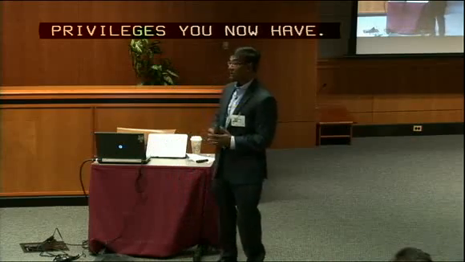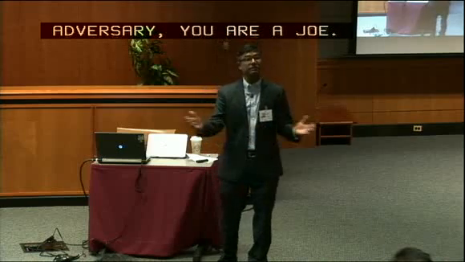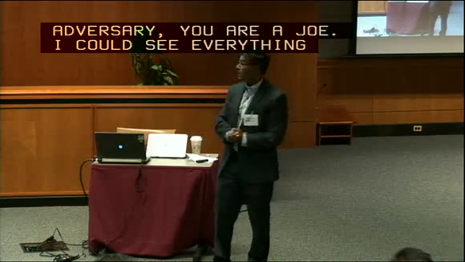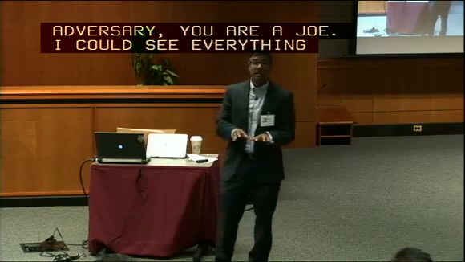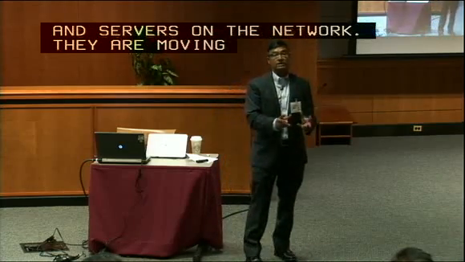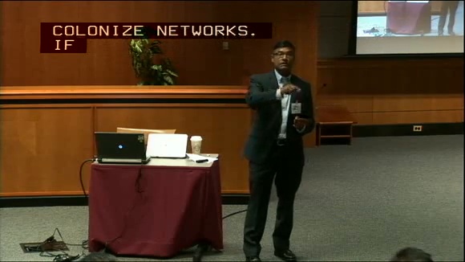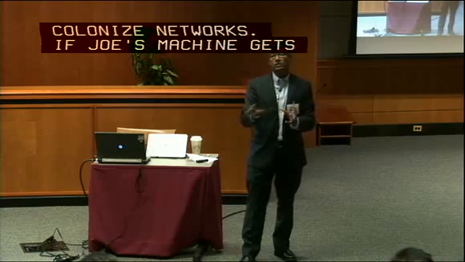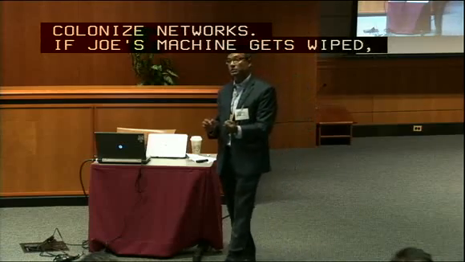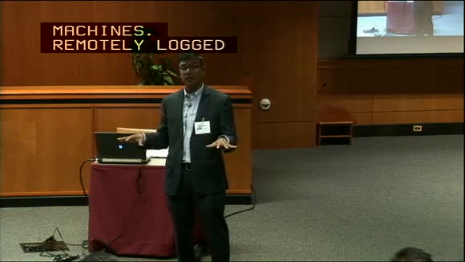And I can now see everything Joe can see, which includes a cloud, includes servers, and includes the rest of the network, right? So they're moving laterally. They begin to colonize the network, because if Joe's machine gets wiped, I want to be able to live. So they start getting other machines. They start remotely logging into other machines. They grab passwords from what's called an AD controller, and now they're beginning to colonize the network.